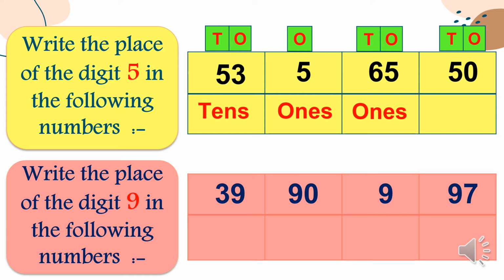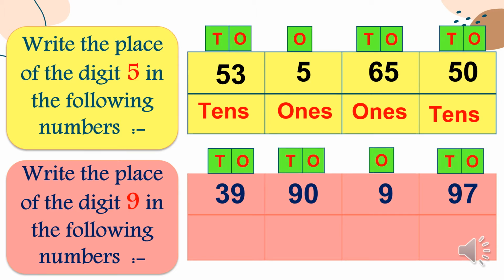Okay. Write the place of the digit 9 in the following numbers. So we put our places first. We have here 39, 90 and 9. So we have here ones only and 97.